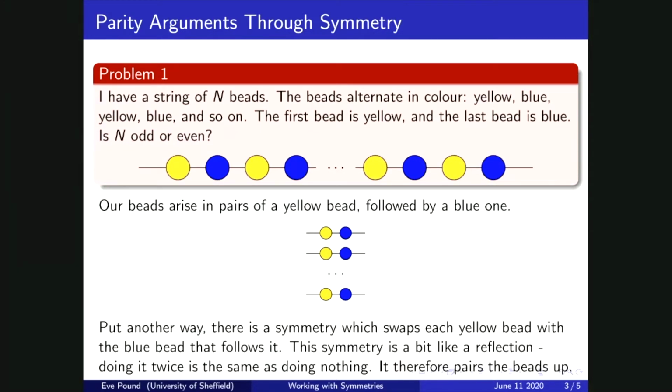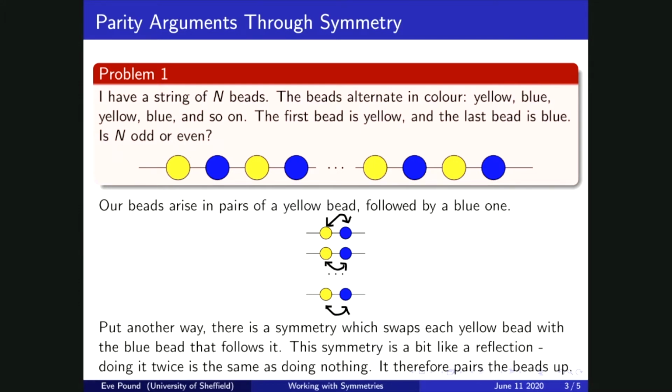Now, what does this have to do with symmetries? Well, actually, another way of saying that is there's a symmetry that swaps each yellow bead with its partner blue bead. So this is kind of what I mean by pairing them up. So we can imagine swapping these beads over. And what that's doing up here is it takes every yellow bead and it swaps it with the blue bead that comes after it.